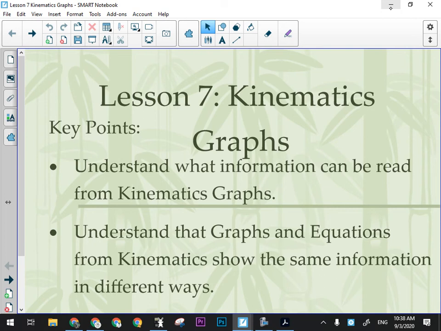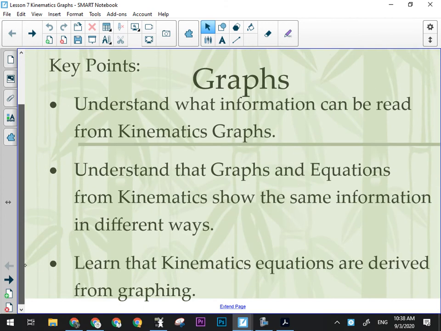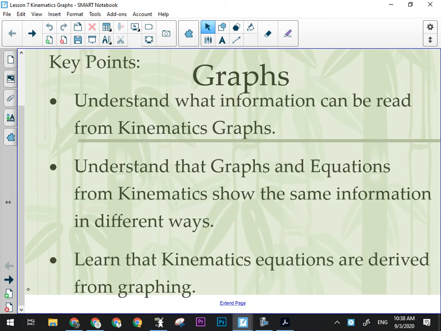Right? So what we need to get out of today is to understand what information can be read from these kinematics graphs, and to understand that the graphs and equations from your formula sheet are actually derived from graphs, okay, and they just express the information in different ways, right? So that's what we're going to be looking at.